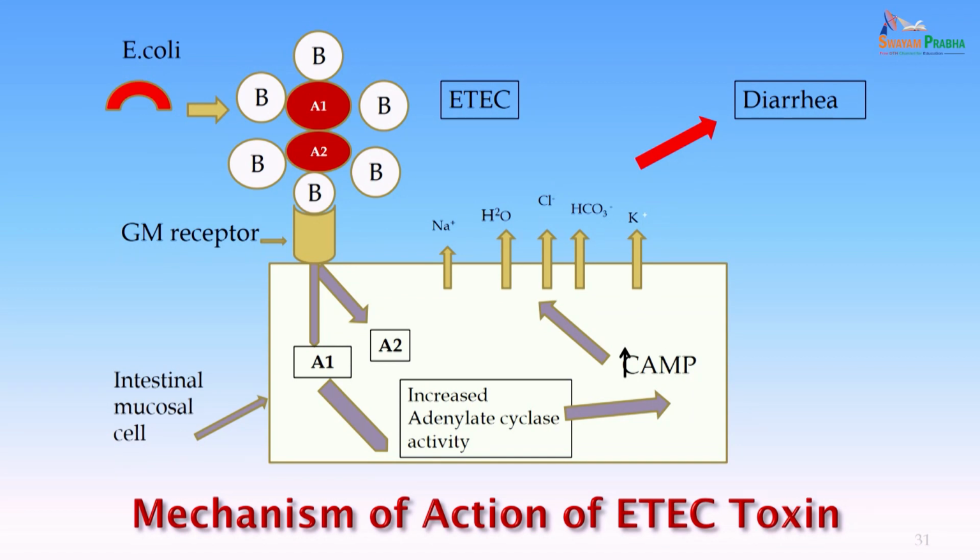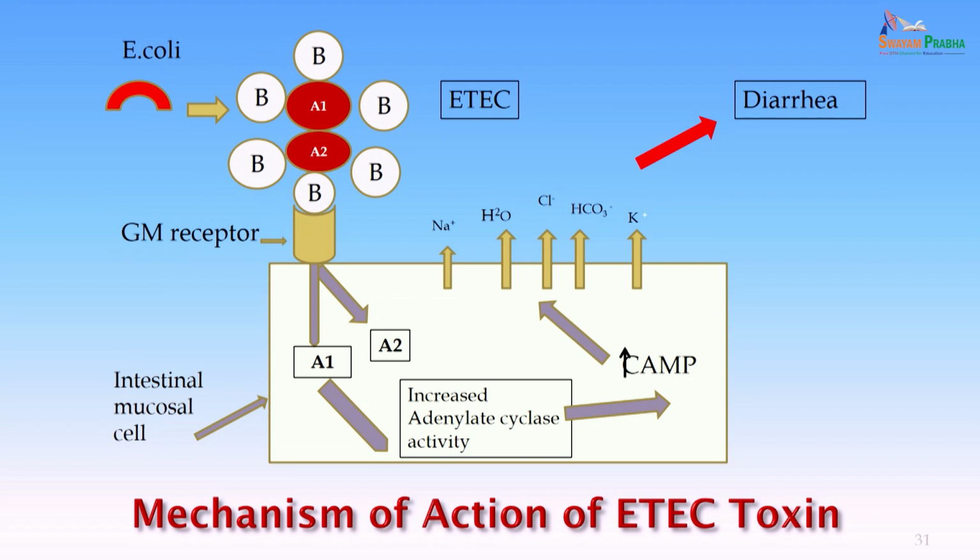Once the binding components have bound to the ganglioside receptor on the enterocyte, the active components enter into the cell of the intestine. Now, once they enter into the cell, the A1 and A2 dissociate. The A1 is responsible for increasing the adenylate cyclase activity of the cell, resulting in increase in cyclic AMP within the cell.